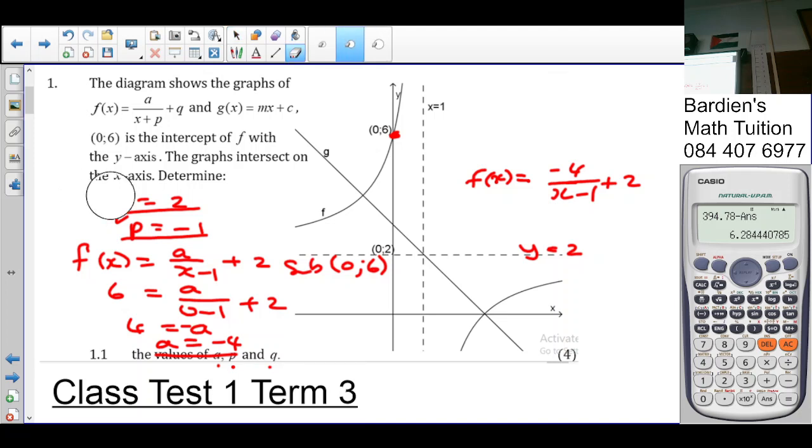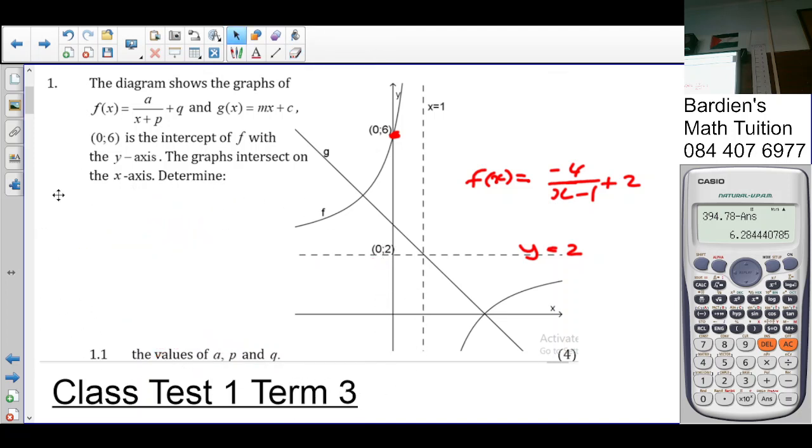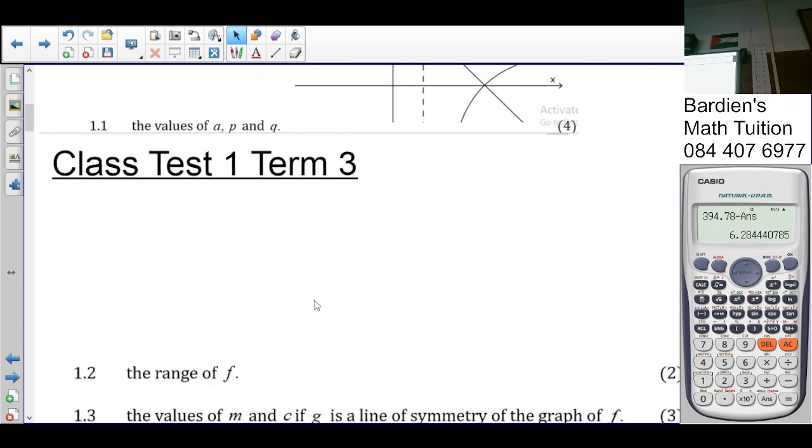You can get the next question. As you can see, I need the space here. Let's look at the next question.